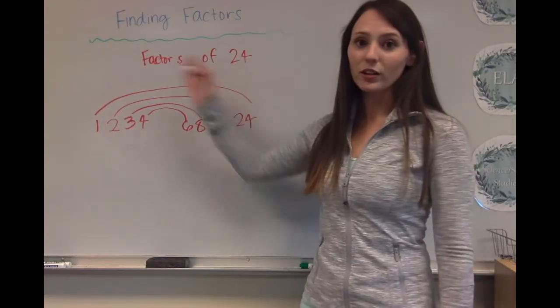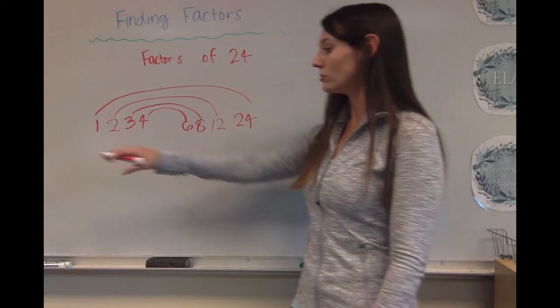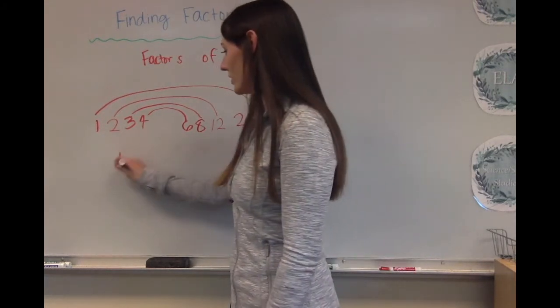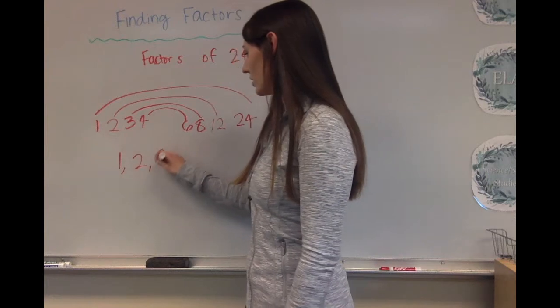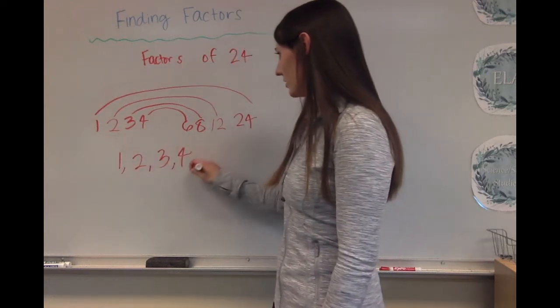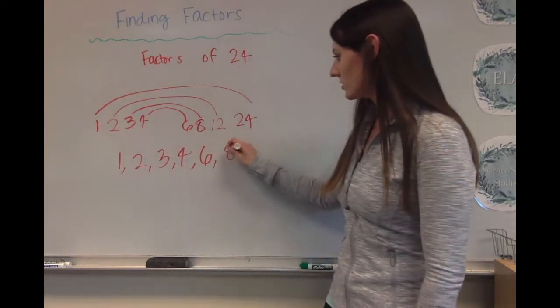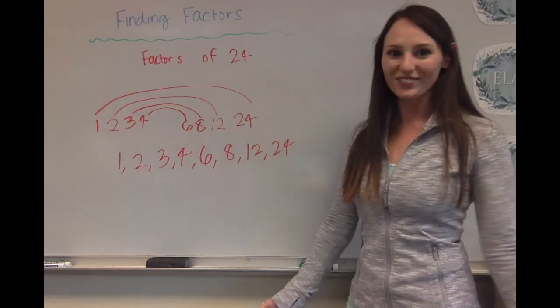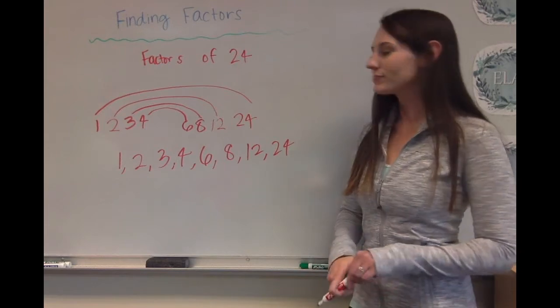So once again, we're not going to leave our answer like this. We're actually going to write them out in a list so they're nice and neat. So we have 1, 2, 3, 4, 6, 8, 12, and 24. Okay, so those are our factors of 24.